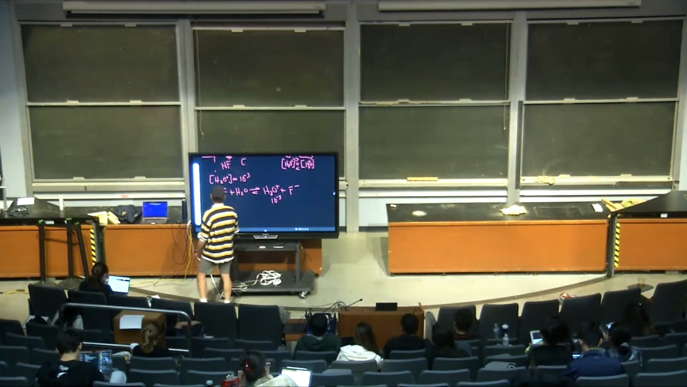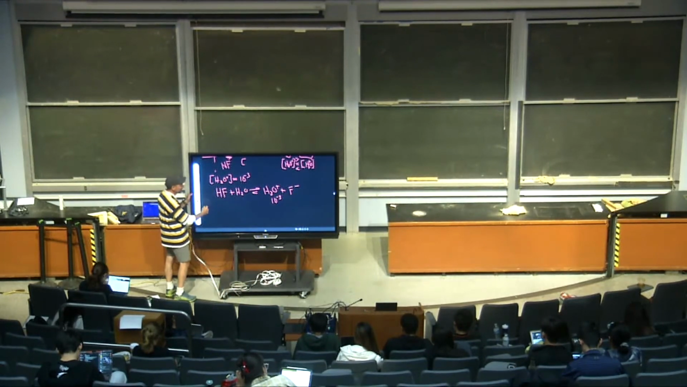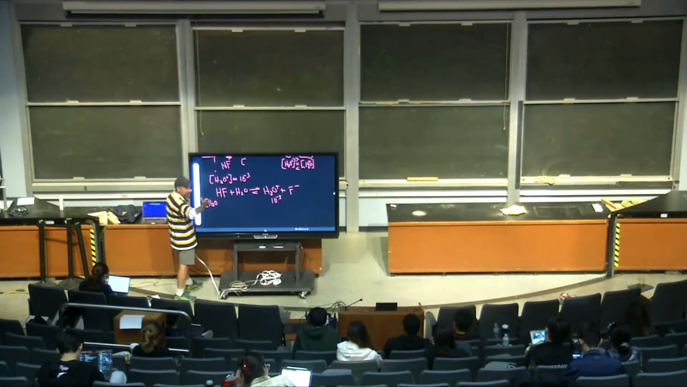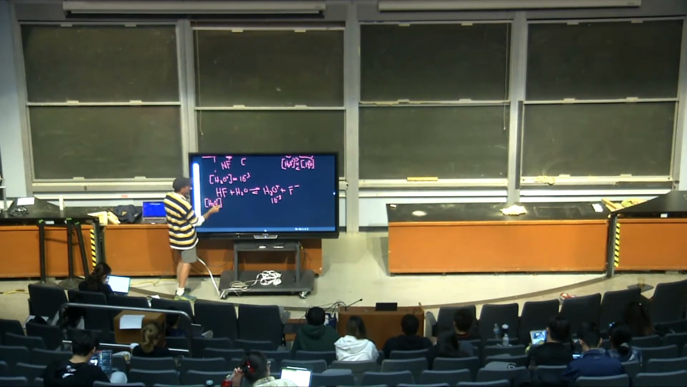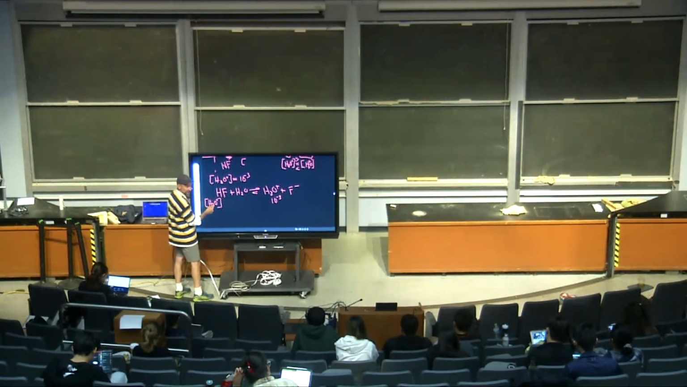In fact, what are the concentrations at the end? Let's say it's pH 3. What are the concentrations at the end? H3O plus. They're both pH 3. The HF solution and the HCl solution. So what's this concentration at the end? They're both pH 3. 10 to the minus 3.